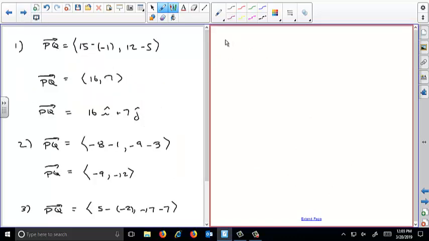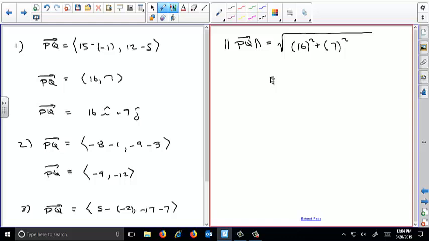Now let's go ahead and do the magnitudes. You show the magnitude by putting these two vertical lines. It's kind of like an absolute value, but you have two of them. So we take the x component, square it, and add the y component, square it, take the square root. Usually these don't end up being complete squares, but if they do, that's fine. Most of the time they don't, so I'm just going to leave it as a square root.